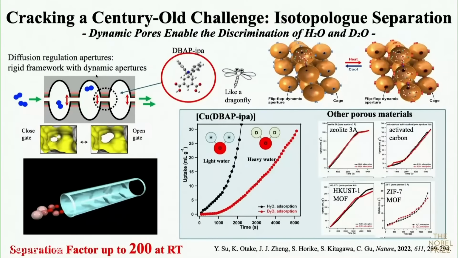So we synthesize this type of porous structure, big pore and small channels, big pore, small channel. On the small channel, we put this type of local motion ligand. So the motion is just like a dragonfly. So using this channeling system, we try to separate these materials.